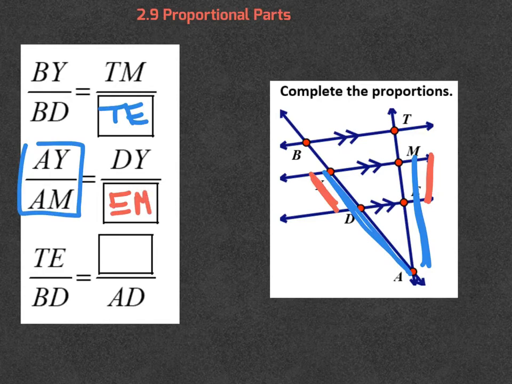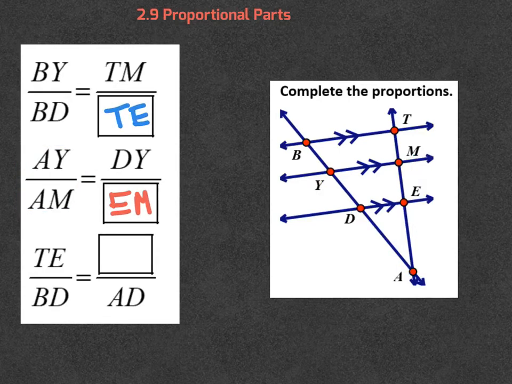Cool, let's do one more. In this case, they go TE, all right, that's this guy, and they compare it across to DY. Oh, okay, yeah, TE to BD. And then they say, now let's compare something to AD.